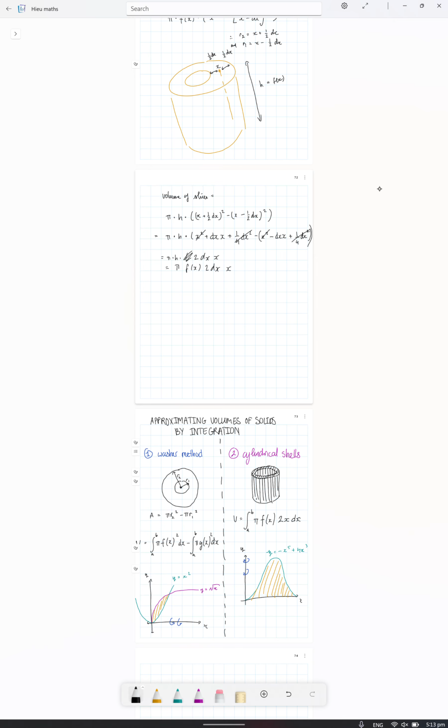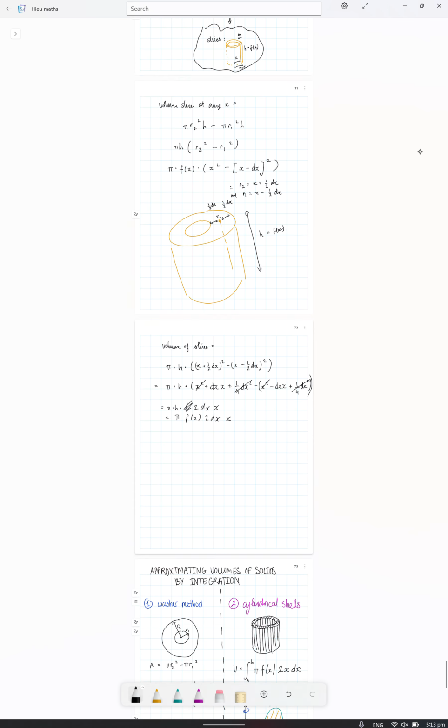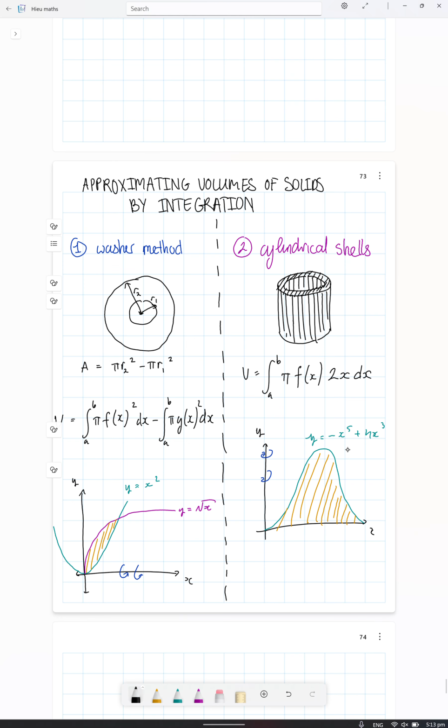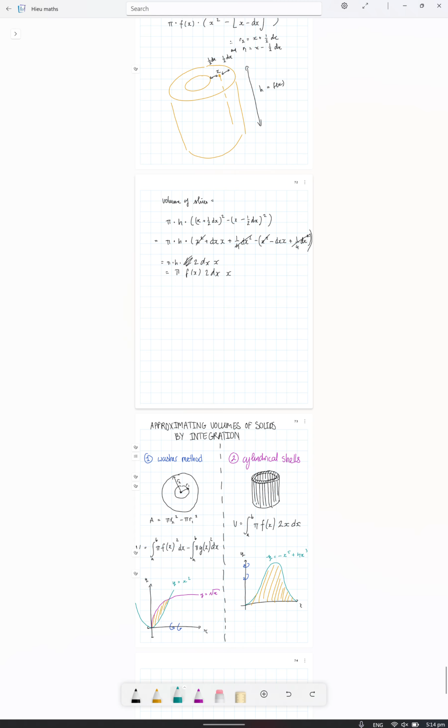Welcome to another video. Today we're going to be doing approximating volumes of solids by integration, and we're going to be talking about two things. We're going to be talking about the washer method and the cylindrical shells. Two different ways that we can approximate the volumes of solids, and this is going to be building on our last lesson.